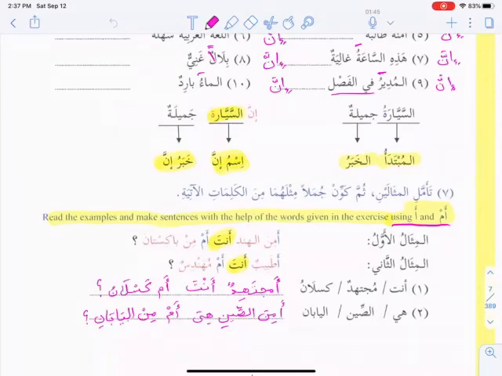Everything that we learned in book 1 will be applied here with new rules to be understood and practiced. In book 1, starting from lesson 3, we learned there are 2 kinds of sentence: nominal sentence, which is Jumla Ismiya, and verbal sentence, which is Jumla Fi'liya.